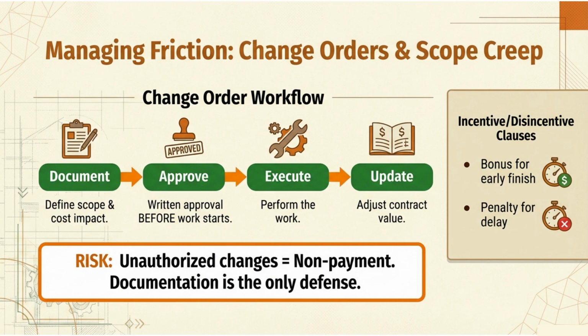Incentive-disincentive clauses, right side. Some contracts include bonuses for early finish, ka-ching, or penalties for delays. Ouch. Finish early? Bonus. Time is money. Finish late? Penalty. Also, time is money. Change orders are friction. They slow things down, cost money, and create conflict. But with proper documentation, approval, and execution, you can manage that friction and avoid legal disasters. Remember, if it's not in writing, it didn't happen.